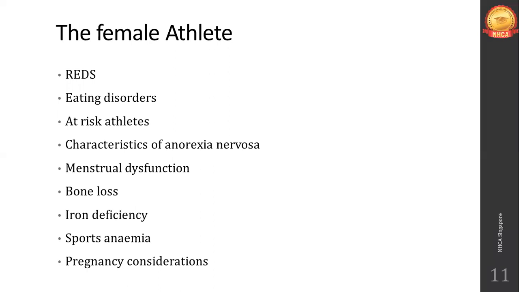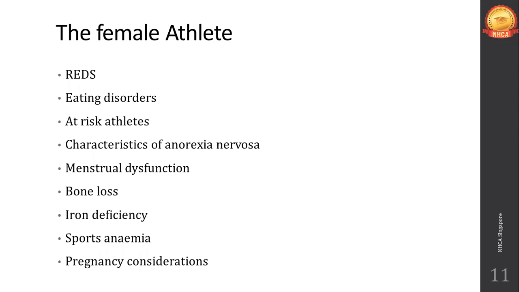Next, coming to female athlete. Again, what is RED? Relative energy deficiency in sports. Eating disorders, different types of eating disorders. Who all are the athletes who are at risk of getting an eating disorder? Characteristics of anorexia nervosa. A table is given: physical signs, psychological signs, behavioral signs. Very important table.